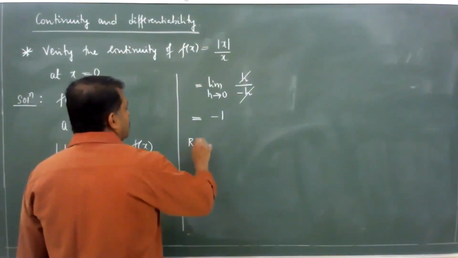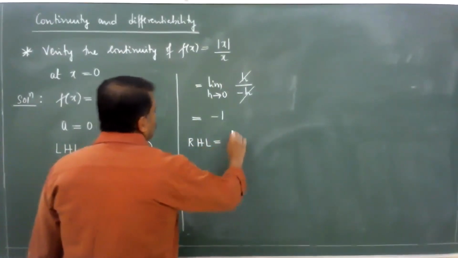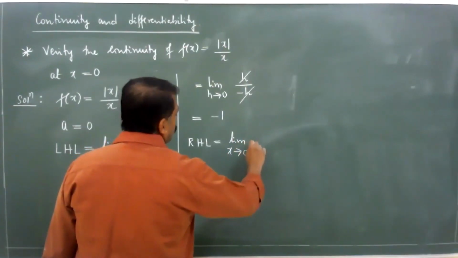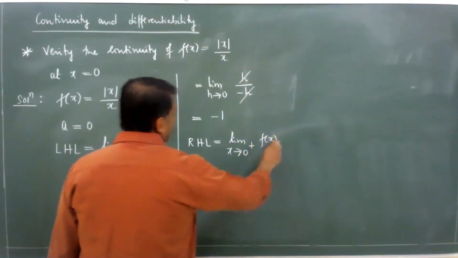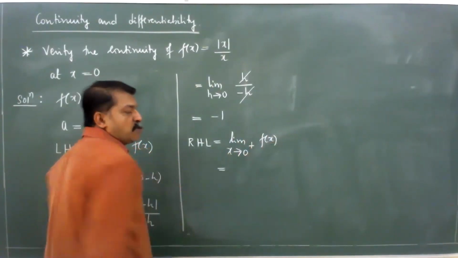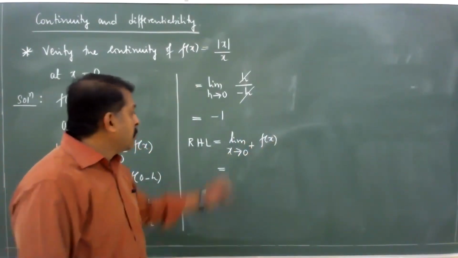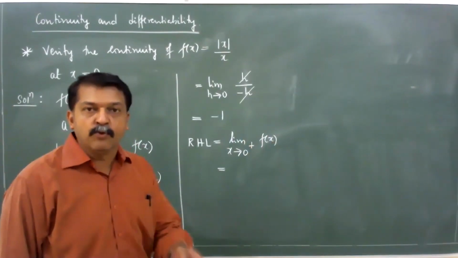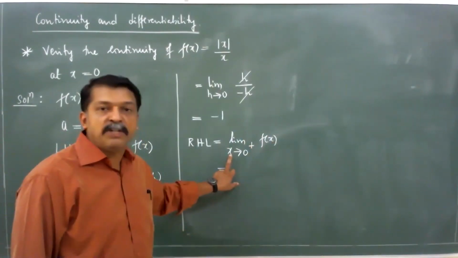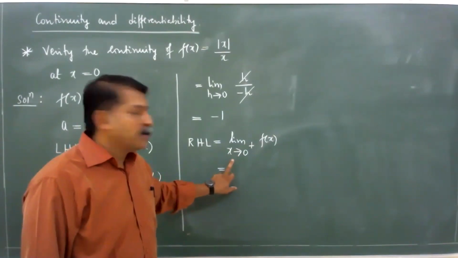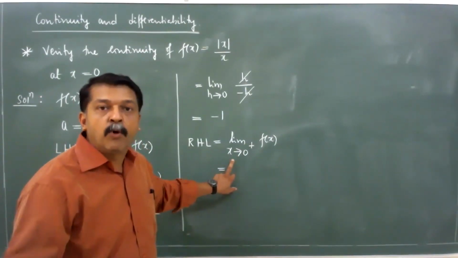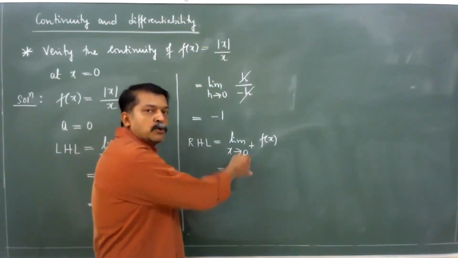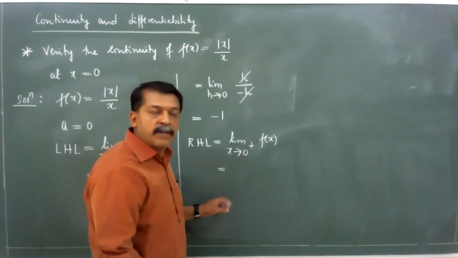Let us calculate the right hand limit. What is the right hand limit? Limit x tends to 0 plus f of x. Here, what is the meaning of x tends to 0 plus? Once again, I am explaining. 0 plus means you are approaching 0 through the values which are more than 0. x is approaching 0 through the values which are more than 0.